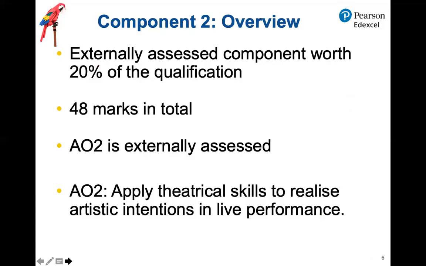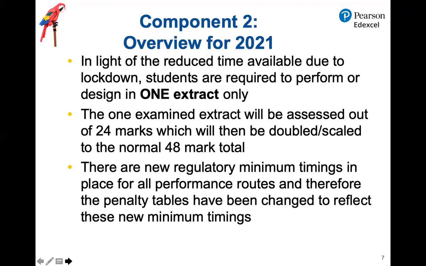Component 2 is an externally assessed component worth 20% of the qualification. There are 48 marks in total available, and the AO2 assessment objective is to apply theatrical skills to realise artistic intention in live performance. In light of the reduced time available due to lockdown, students are required to perform or design in one extract only this year. The one examined extract will be assessed out of 24 marks, and that will then be doubled, scaled to the normal 48 mark total.